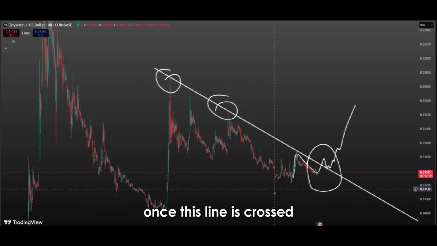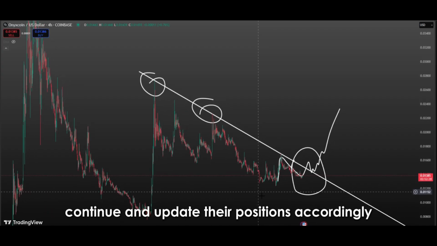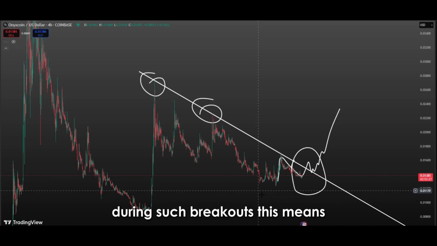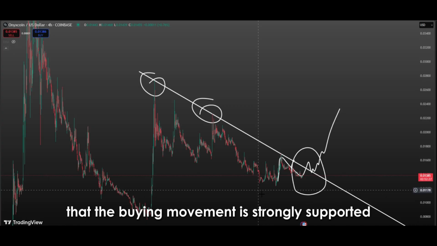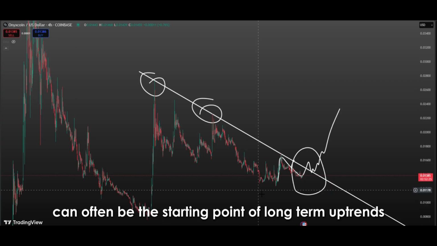Once this line is crossed, traders adopt the perception that the decline will no longer continue and update their positions accordingly. Especially if there is also an increase in volume during such breakouts, this means that the buying movement is strongly supported. Volume-backed breakouts can often be the starting point of long-term uptrends.